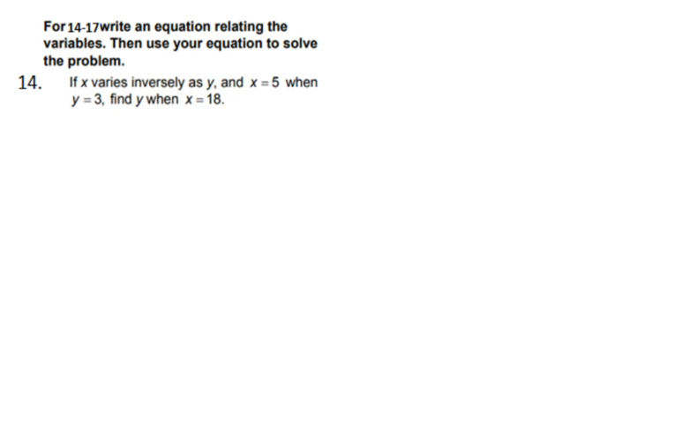Okay, write an equation, related variables, and equation solve the problem. If x varies inversely with y, so x varies inversely as y, that's what the thing looks like. Or you can write this as y equals a over x. Either of these would be the same thing. So x equals 5 when y equals 3.